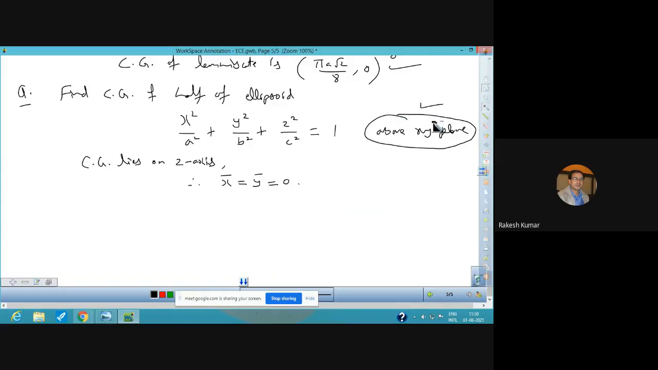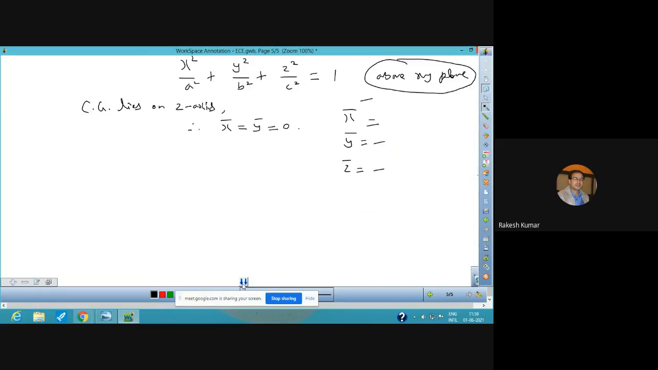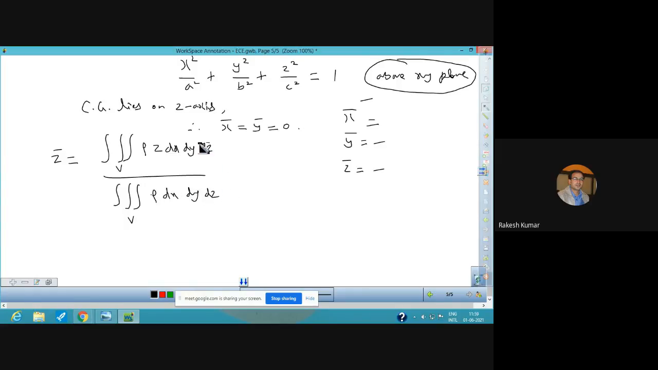And if this statement is not given in the question, then you have to find out all the values of x bar, y bar, z bar by using standard techniques of finding center of gravity. And now we have to find out the z coordinate only. That will be the triple integral over V of rho z dx dy dz, divided by the triple integral, that is the value of mass, rho dx dy dz.